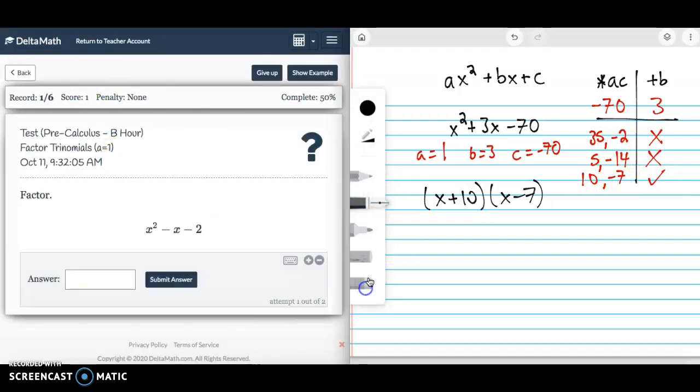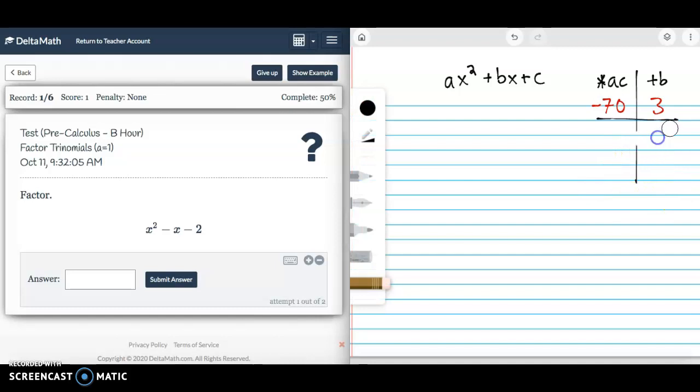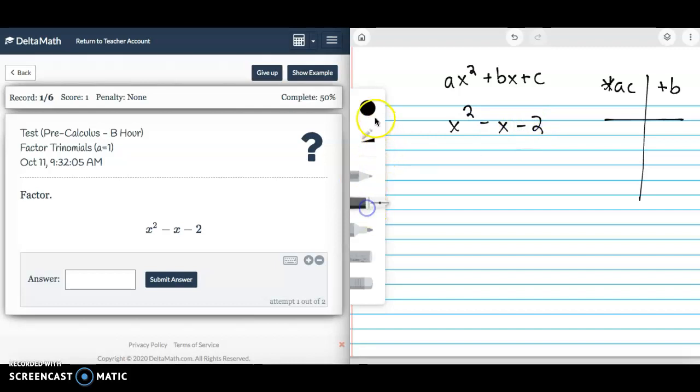All right, for this one, let's try not to ruin my table too much. I failed. All right. And again, eventually we'd like to get you to not use this table and just ask yourself mentally what the question would be. So I got x squared minus x minus 2. So that means that a is 1, b is negative 1, c is negative 2. So AC is negative 2, b is negative 1.